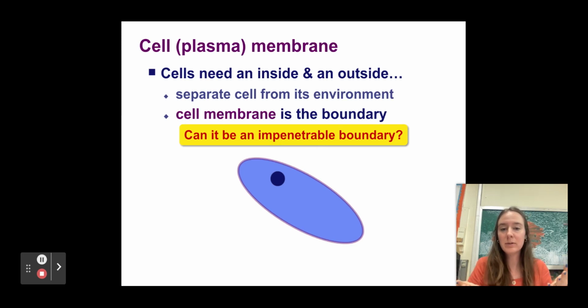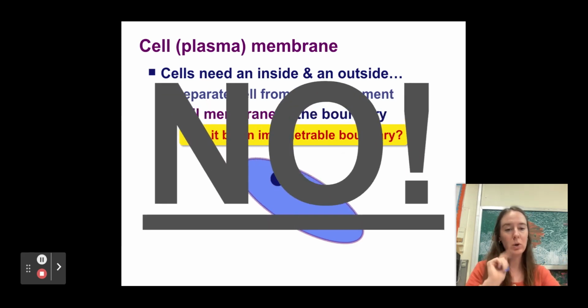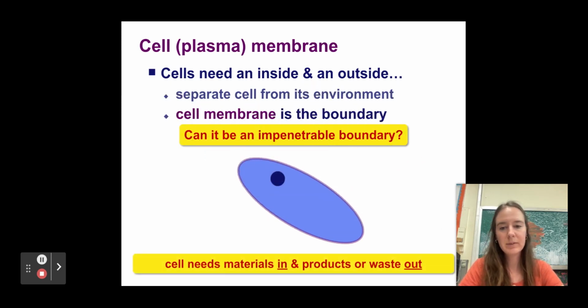Should it be impenetrable? Don't you think that cells should protect themselves? Shouldn't they keep everything inside? The answer is no. Why should cell membranes not be impenetrable? That's because stuff needs to get in and out. That's how cells work. Cells need materials in, and then products, the stuff that they produce, like proteins or messenger molecules or waste, need to get out.